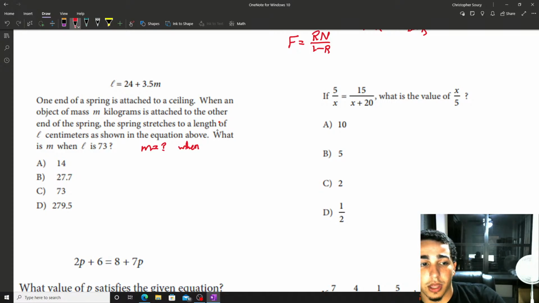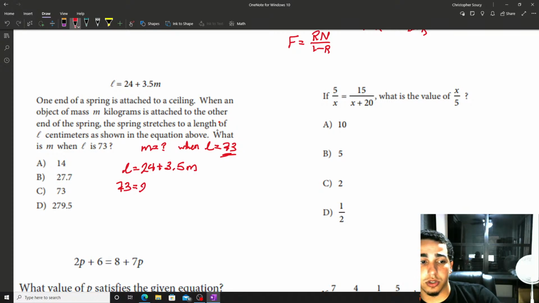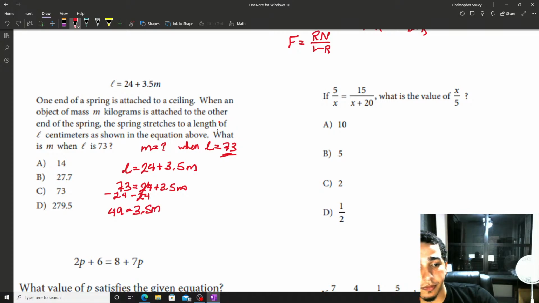when L equals 73. So we have our equation L equals 24 plus 3.5m. And instead of L, we're going to plug in what L is equal to, which is 73. So we're going to have 73 equals 24 plus 3.5m. Next, we're going to subtract 24 on each side. 73 minus 24 is going to give us 49, which equals 3.5m.